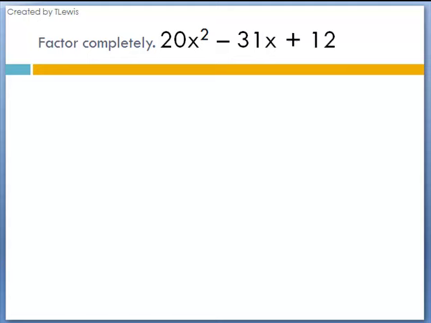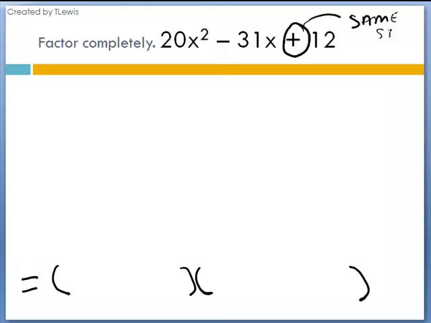Factor completely. 20x squared minus 31x plus 12. So first we're going to look at this. We're going to write our binomials. Look at the sign of the last term to determine which type of signs will go in each binomial. Well, the sign of the last term is positive, so we will have the same signs.